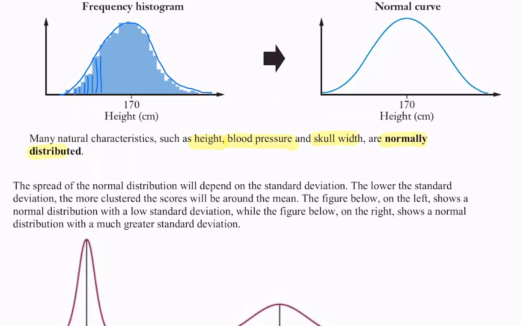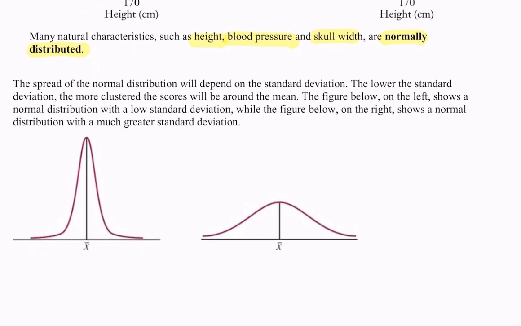are normally distributed. Now, a small aside, if I look at the spread of a normal distribution, it always depends on the standard deviation. So the lower the standard deviation, the more clustered the scores will be around the mean. And we've seen that before.